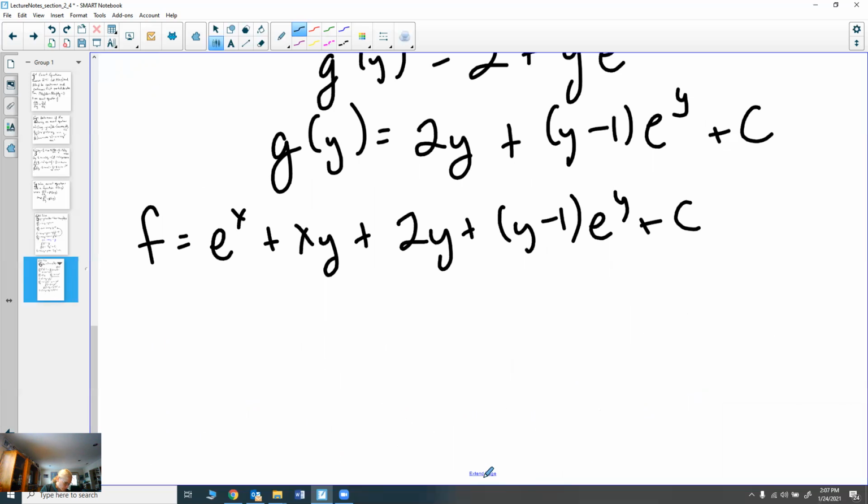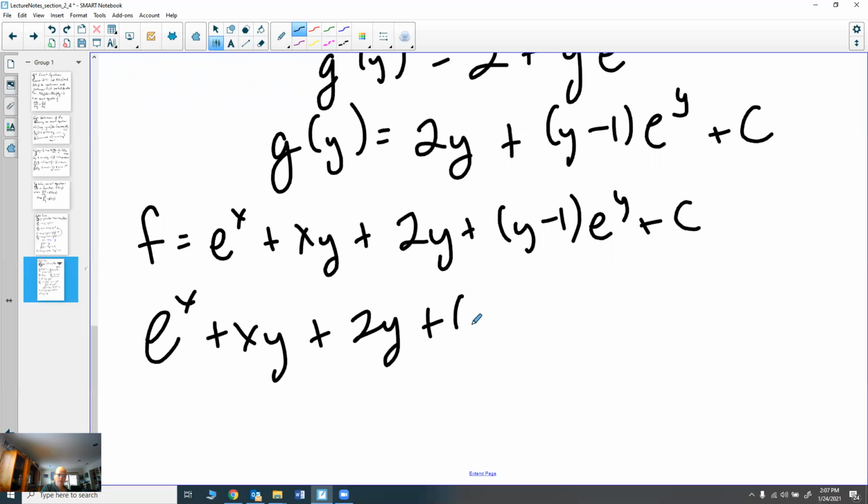A lot of times what we will do with these equations is we'll actually write them as e to the x plus xy plus 2y plus (y minus 1) e to the y equals c. We're basically taking the level curve. If you know anything about three-dimensional calculus, we're basically just saying, let's take one level curve. Let's say this whole thing equals some constant. And it just gives us our level curves we're working with.